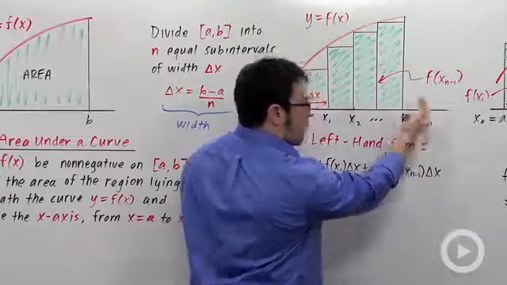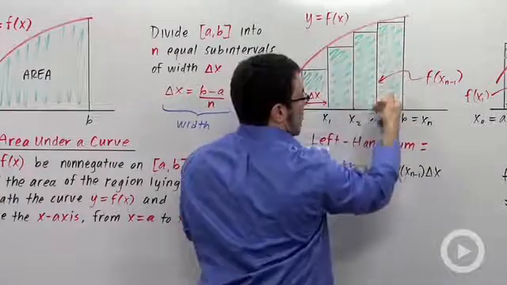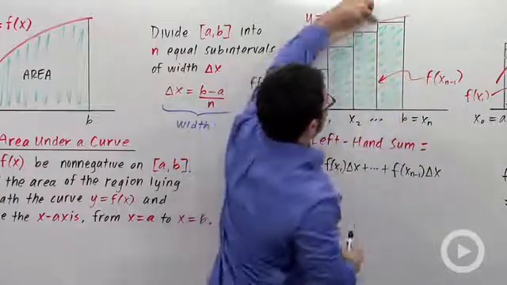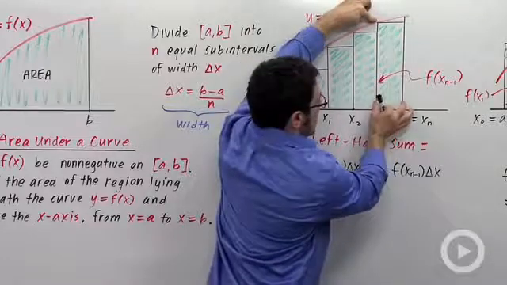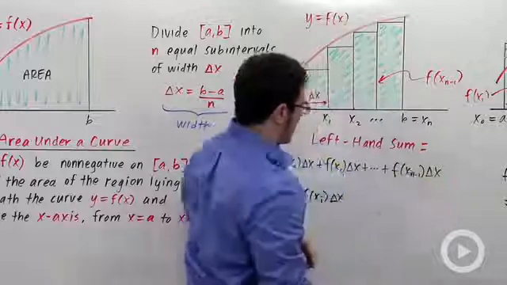Not this term, but the one right before it. That's how I get the height of my last rectangle. So this height here is f of x sub n minus 1. Times the width, delta x, that'll give me the area of my last rectangle.